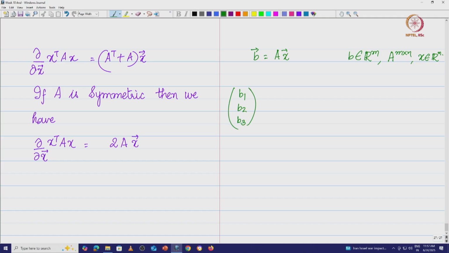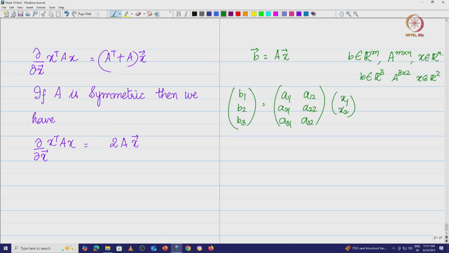Remember we had these vector valued functions. So we have b equal to, let me say, x1, x2. In this case b is going to be an element of R3, A is basically a 3 by 2 matrix, and x is an element of R2. This is what we have. So I have A11 x1 plus A12 x2, then A21 x1 plus A22 x2, then A31 x1 plus A32 x2.